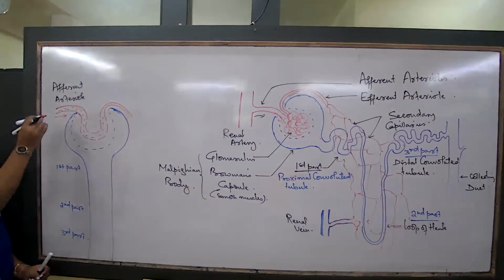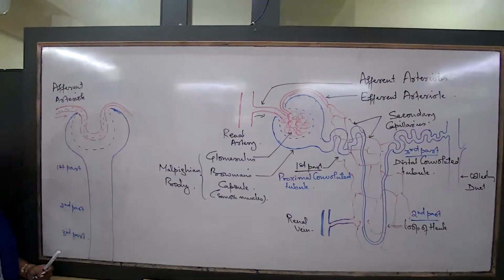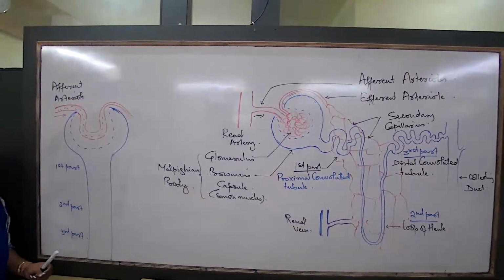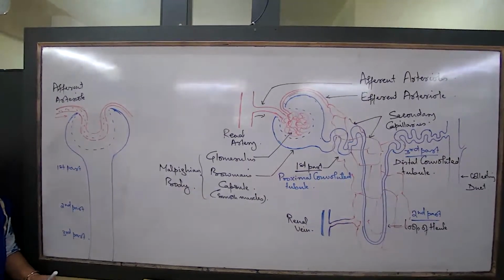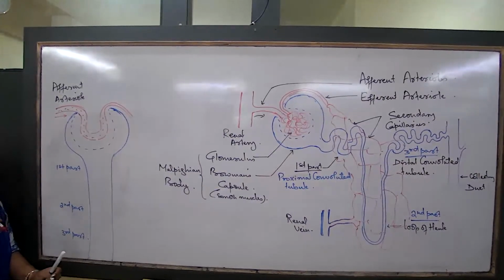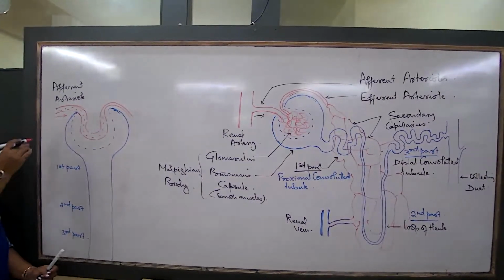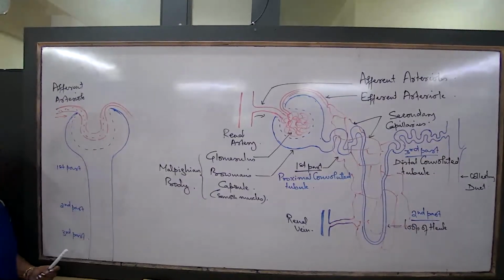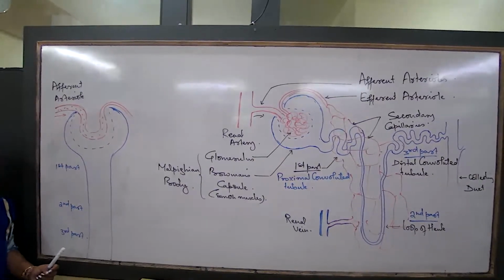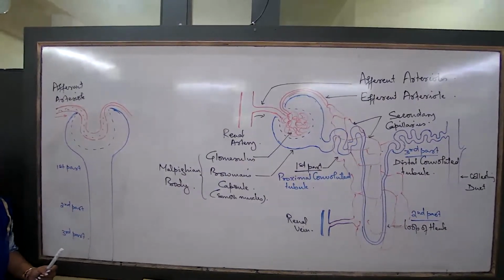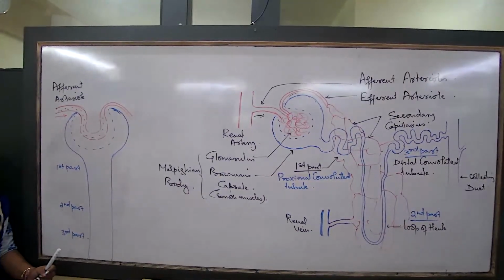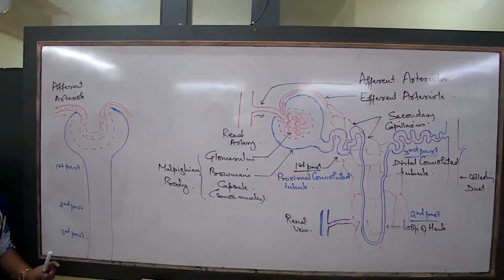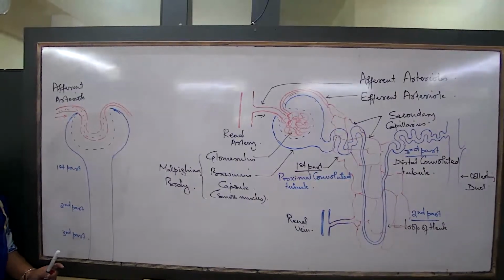Now that we are talking about the blood that is flowing in the arteriole, it is at high pressure, and the blood is toxic. The renal artery blood is always toxic. Why toxic? Because it has a high concentration of urea and uric acid. Now just tally the points that you have written.